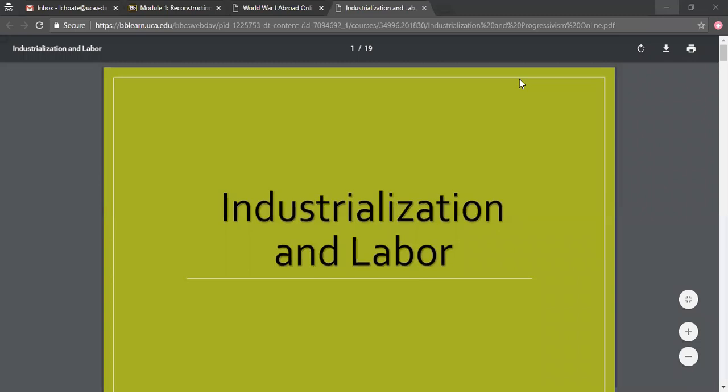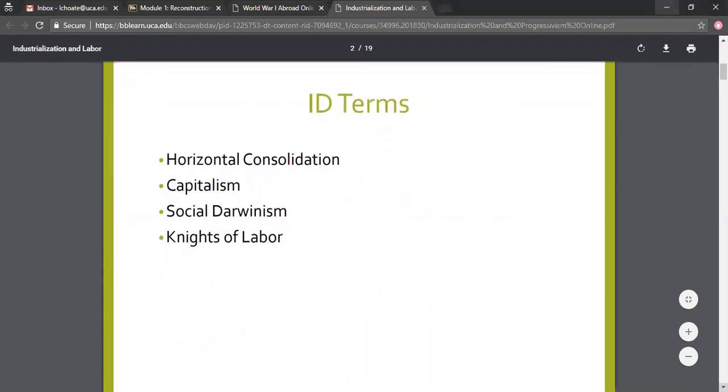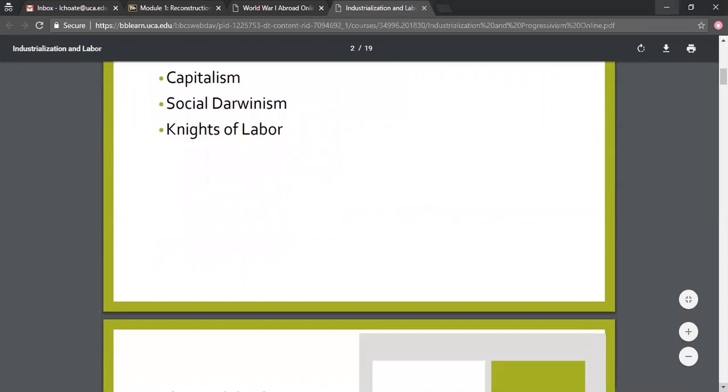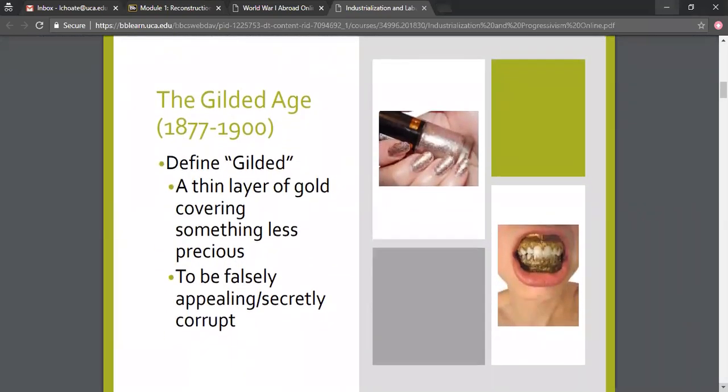The process of industrialization and the impact that it has on labor is going to be very significant for the history of this time period. So let's go ahead and get started. Remember to look at your ID terms here before we begin so that you know what concepts to be targeting as we go through this lecture.